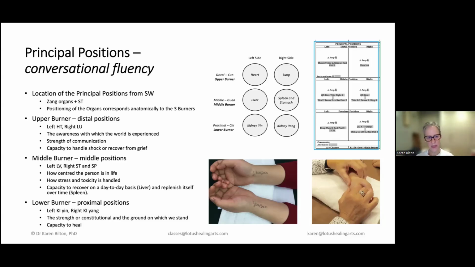Now, the lower burners give us information about the ground on which we stand. It's like our constitutional energy and our capacity to heal. So if we have deep, absent pulse qualities in a young person, then we're beginning to think that this is probably a Jing deficiency. Somebody who is young, somebody in their 20s, with deep and absent proximal or Chi positions, has either led an incredibly overworked and stressful life, or entered the world, which is most probably the case, with less.